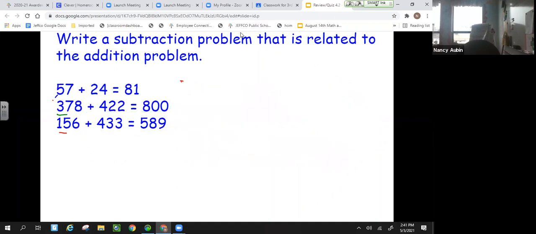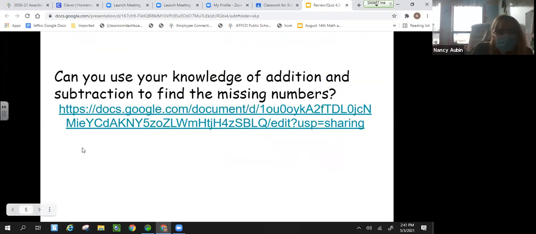So we have seen that addition and subtraction are related. They're called the inverse operations. They are a fact family. We can use that to help us figure out addition. We can use subtraction to help us figure out addition. We can use addition to figure out subtraction. All right. Can you use your knowledge of addition and subtraction to find the missing numbers?